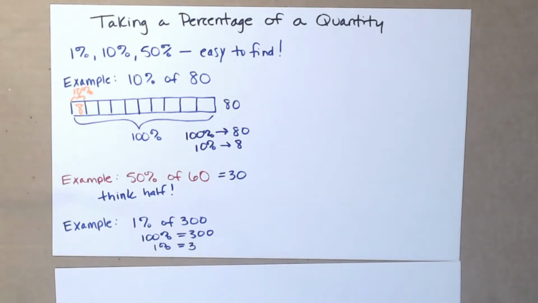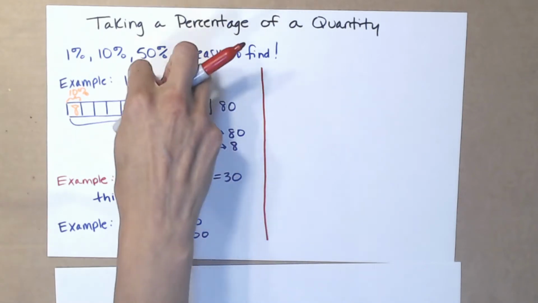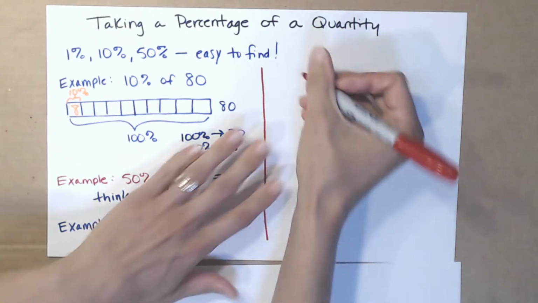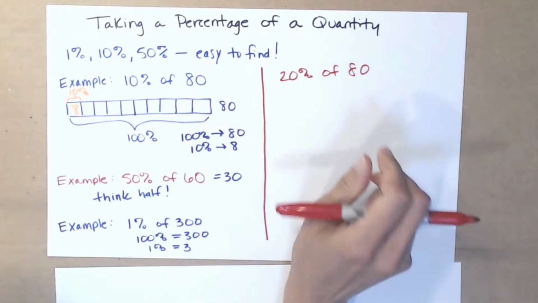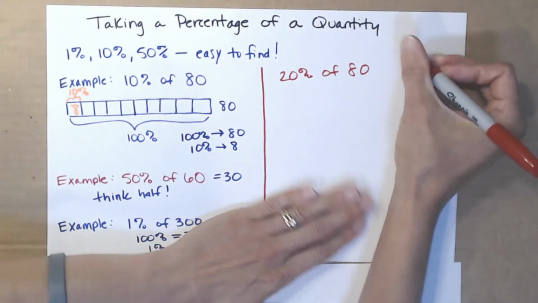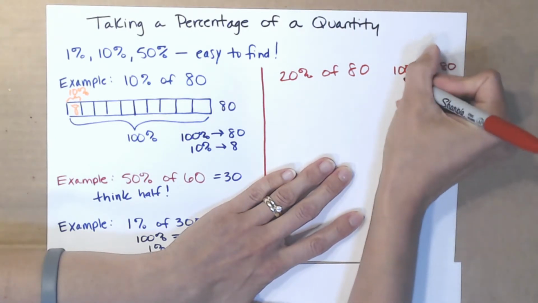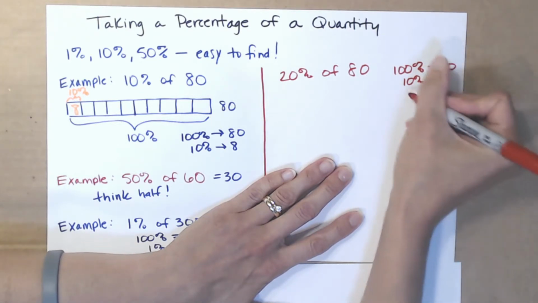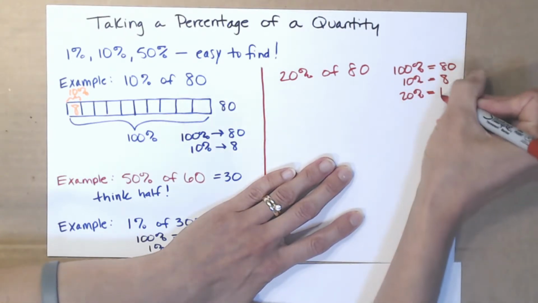Okay, so now what we can do is expand upon these three, the basic 10, 50, and 1%, to find other percents. For example, what if we wanted to find 20% of 80? So again, 100% is 80. 10% is 80 divided by 10, which would be 8. So then 20%, we just adjust this. If 10% is 8, 20% is double that.